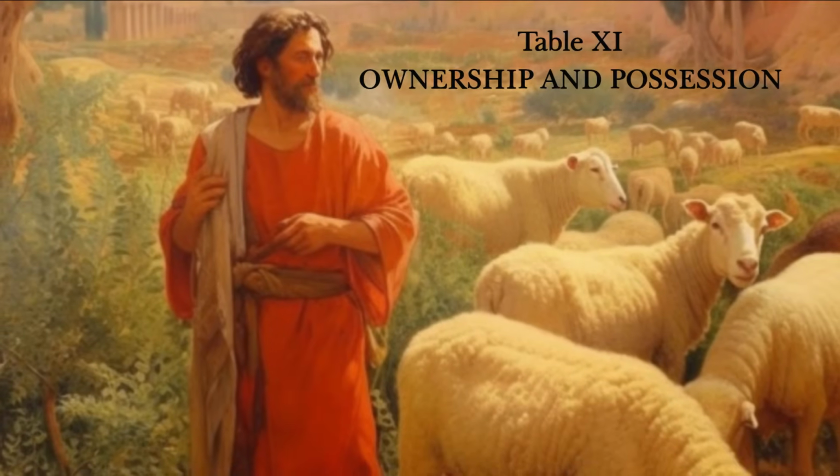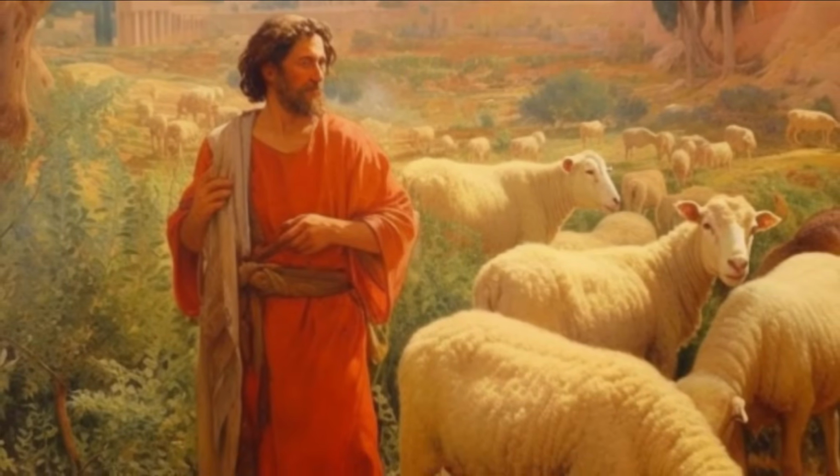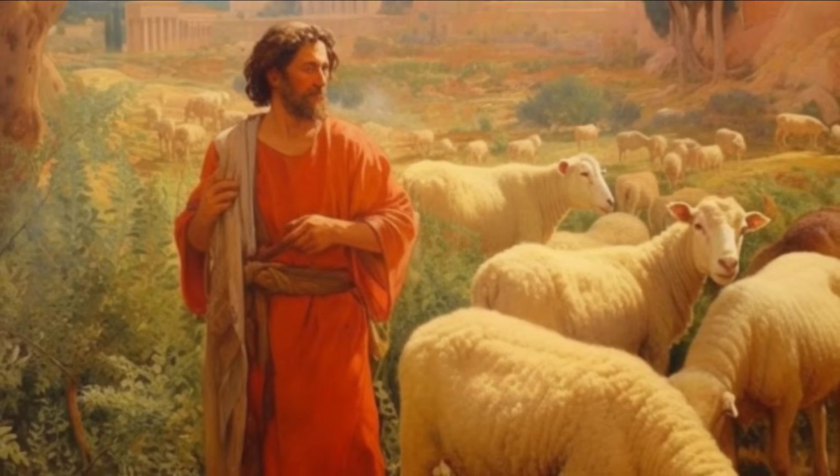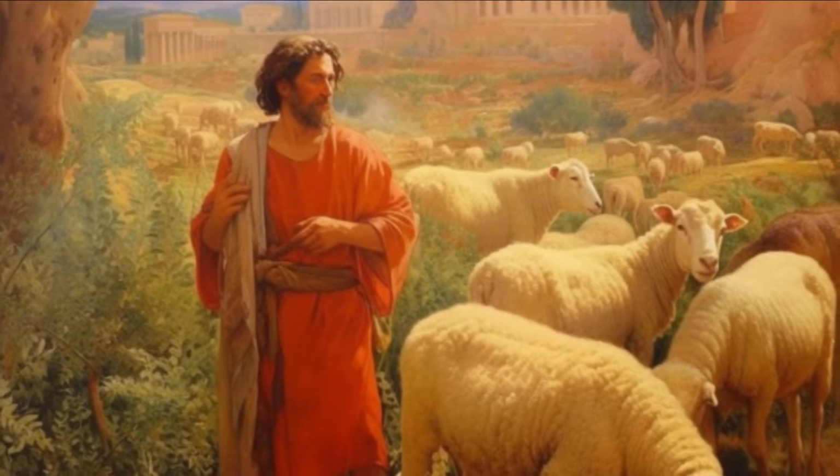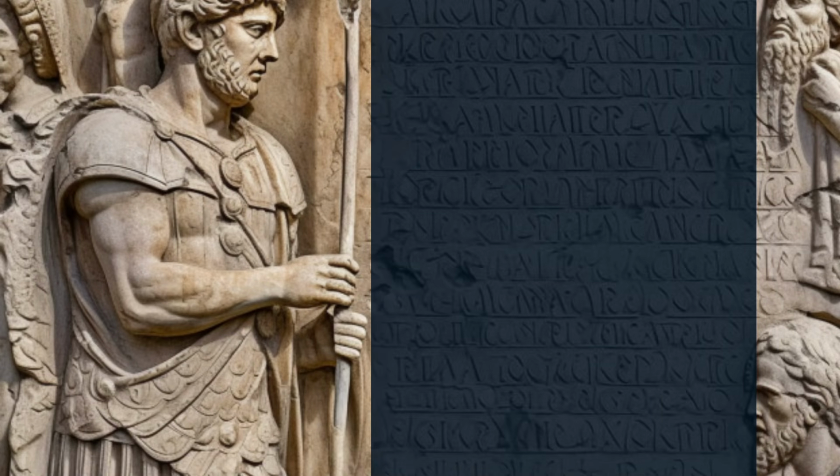Table 6. Known as the Ownership and Possession Table, this table dealt with matters related to property rights and the legal aspects of ownership and possession. It established rules and guidelines to regulate disputes and protect individuals' rights in relation to their agreements. Let's see what laws they had on this one.